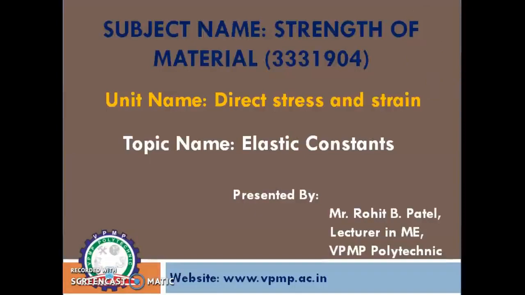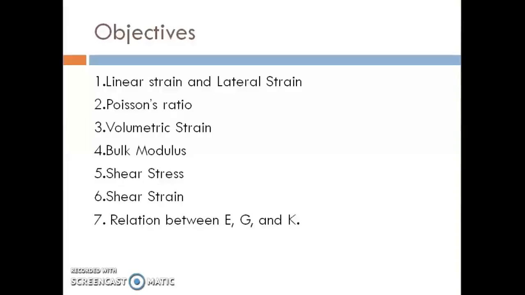First of all, we will discuss the objective of this topic. In this topic, we will study linear strain and lateral strain, Poisson's ratio, volumetric strain, bulk modulus, shear stress and strain, and lastly we will also discuss the relation between E, G and K. E for Young modulus, G for shear modulus and K for bulk modulus, and its importance.